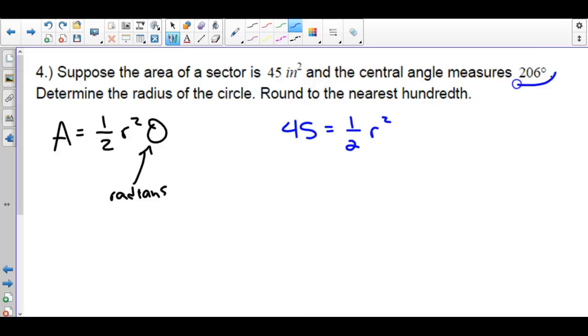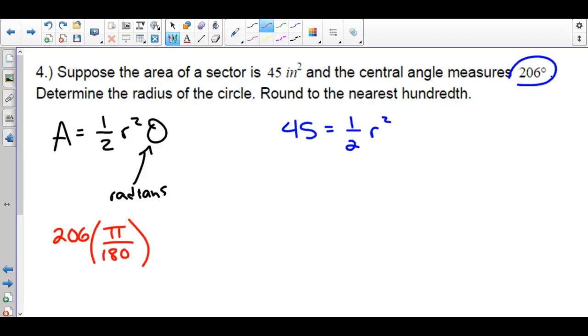So the central angle in this case is 206. What I don't want to do is put the 206 here. If I follow my arrow here, it had to be in radians. So this would be a problem. Don't want to do that. So what we first have to do in this problem is take the 206, just like we did the first problems, and convert that into radians.